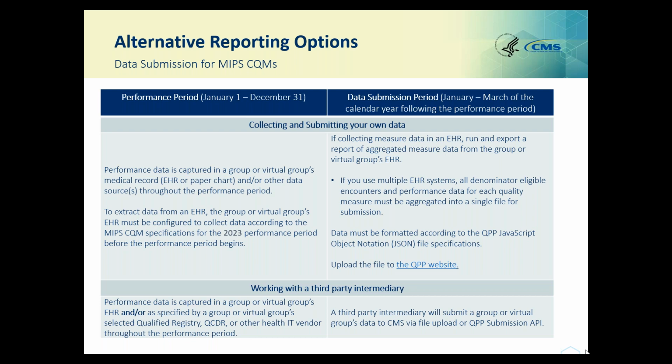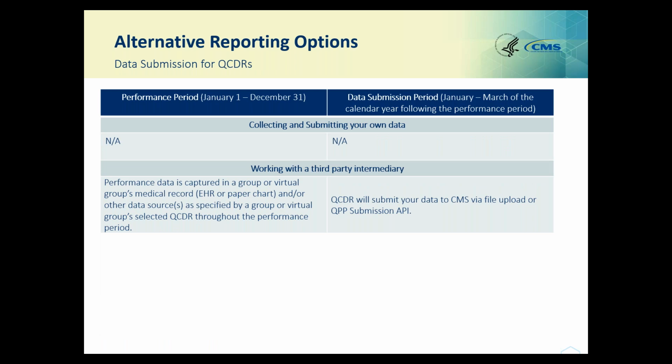The information on this slide pertains to QCDR measures. So when working with your selected third-party intermediary, your performance data will be captured in your group or virtual group's medical record, EHR, or paper chart, and/or other data sources as specified for your group or virtual group's selected QCDR throughout the performance period. The selected QCDR will submit your data to CMS via file upload or QPP submission API. Next slide, please.